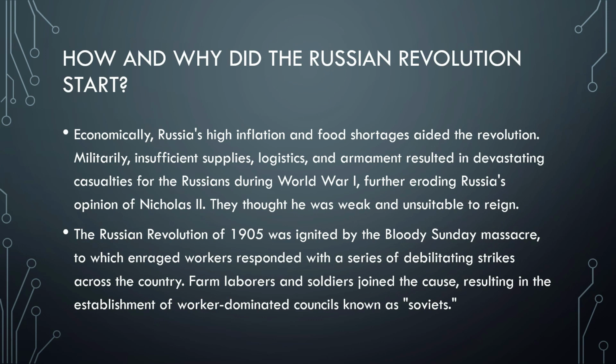The Russian Revolution of 1905 was ignited by the Bloody Sunday massacre, to which enraged workers responded with a series of debilitating strikes across the country. Farm laborers and soldiers joined the cause, resulting in the establishment of worker-dominated councils known as Soviets.